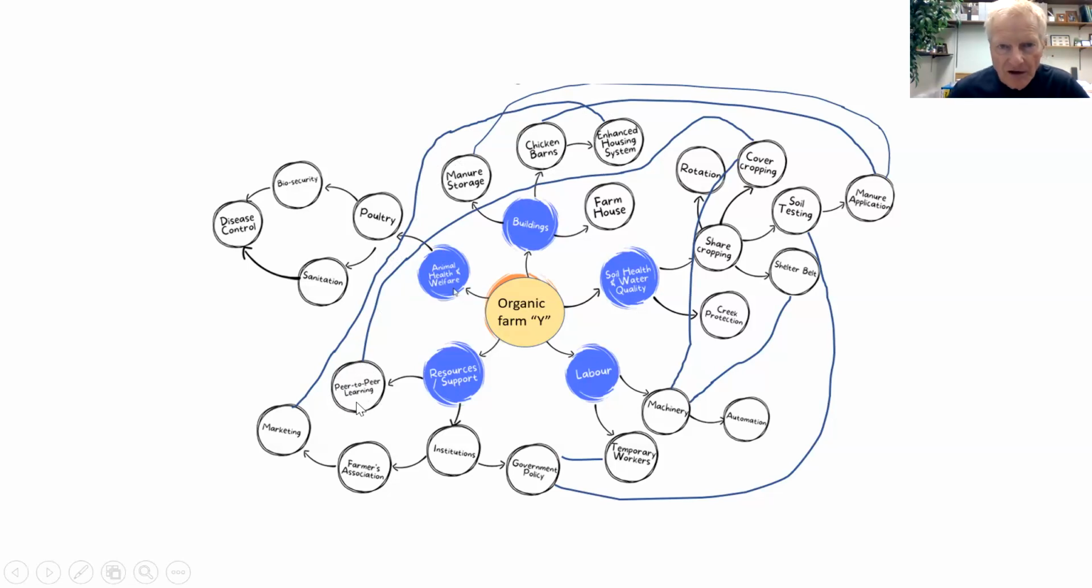Other connections here, we have marketing being linked to enhanced housing, or manure storage being linked to manure application, or soil testing being linked to government policy, or machinery being linked to shelter belts. Maybe that means that shelter belts are limiting the size of machinery. So whatever the example, the important thing about mind mapping is it lets you see the whole picture and lets you make connections between the different parts of your farm system.